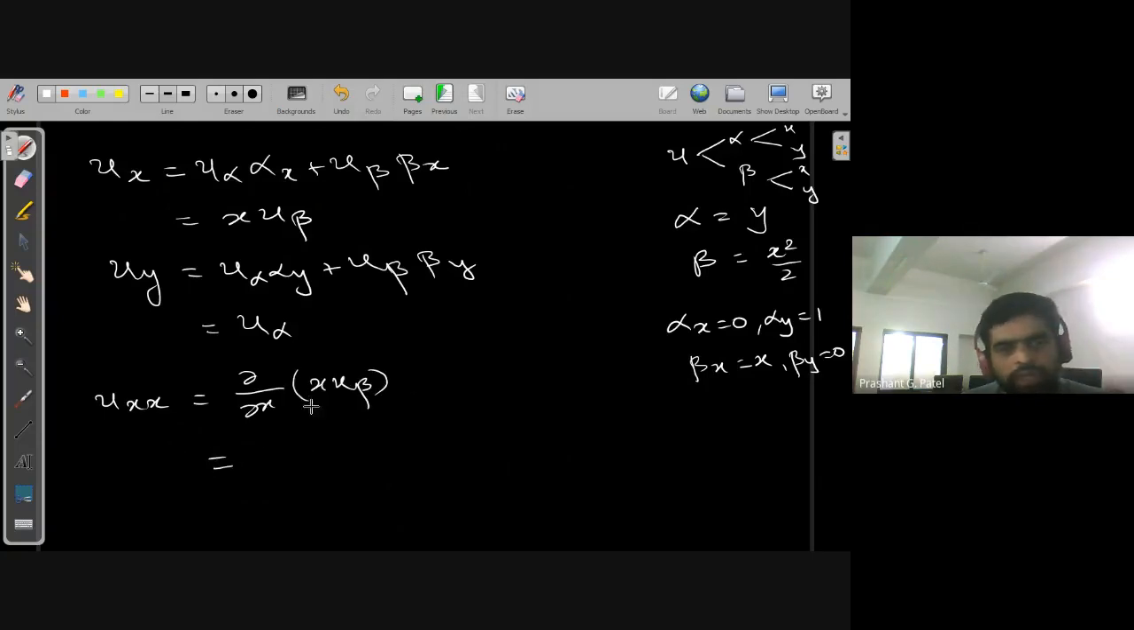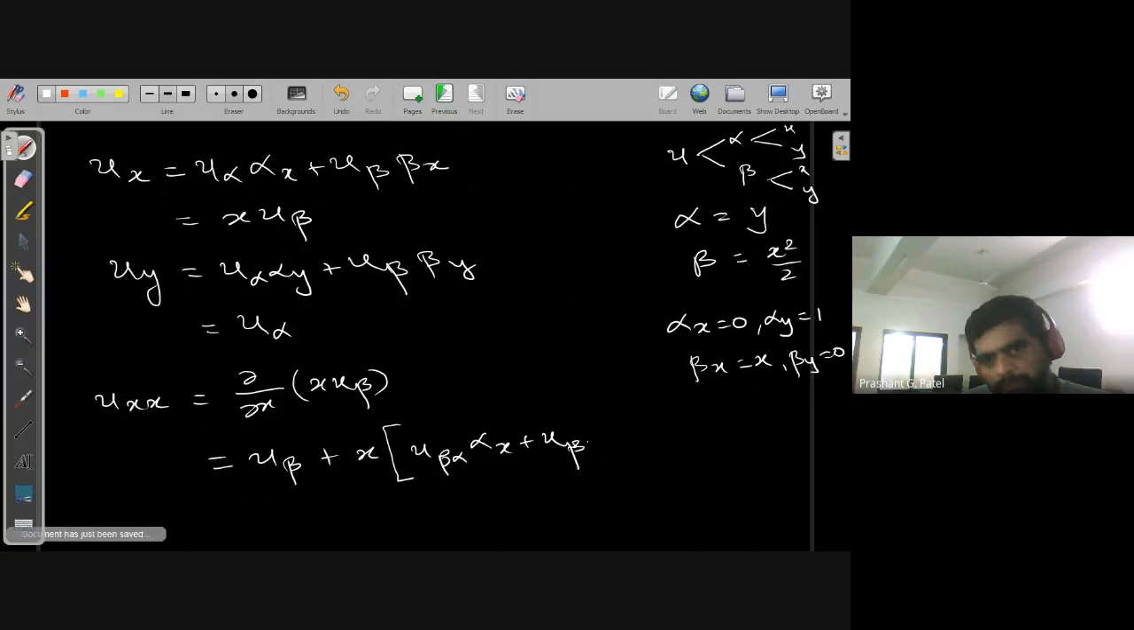Product rule will apply, so the derivative of x is 1, with u beta as it is, plus x as it is times the derivative of u beta, that is u beta alpha, alpha x, plus u beta beta, beta x. If I substitute alpha x as 0 and beta x as x, it gives me u beta plus x square u beta beta.